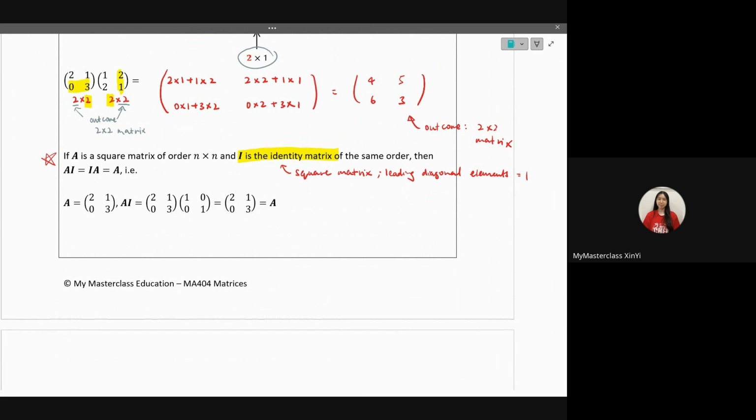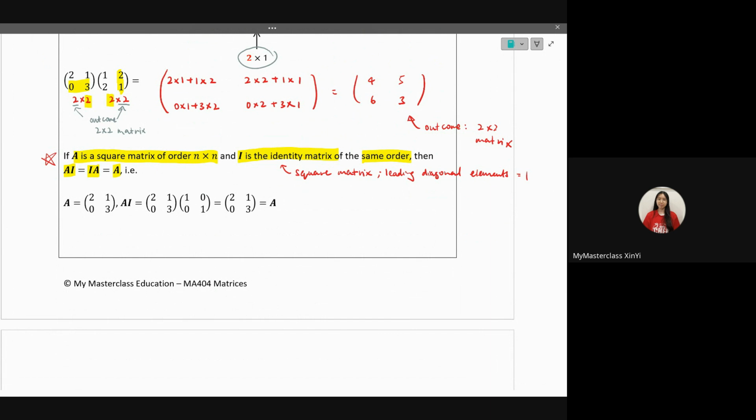So first, if you have A, which is a square matrix of order n times n, and I is the identity matrix of the same order, then when you do matrix multiplication of A to I, this is the same as I to A, and this will give you back the original square matrix A.